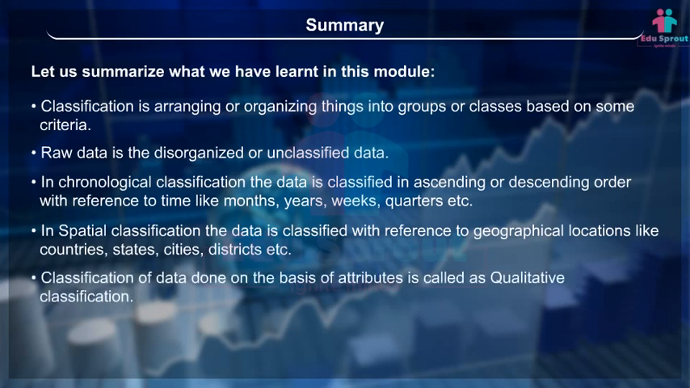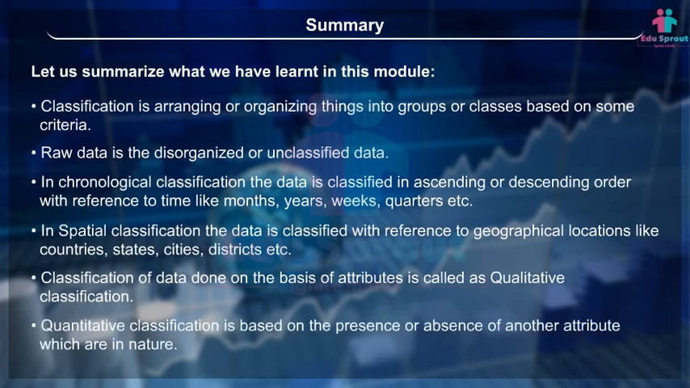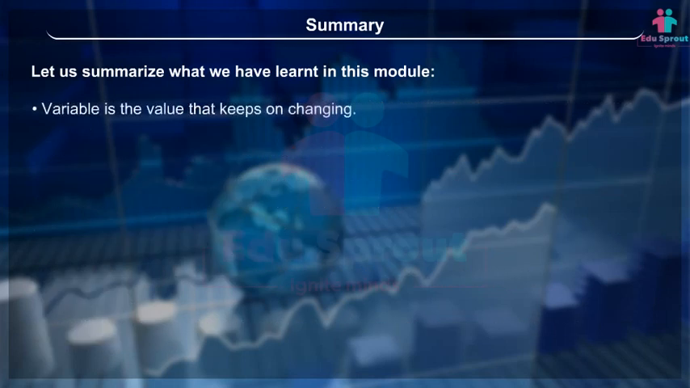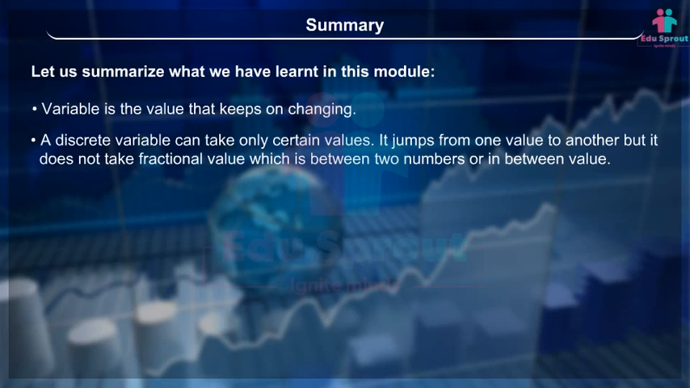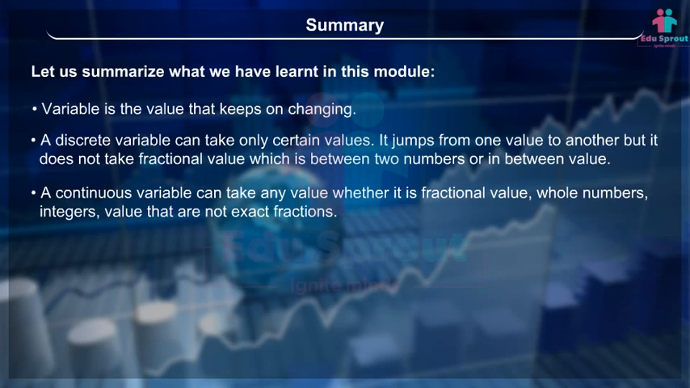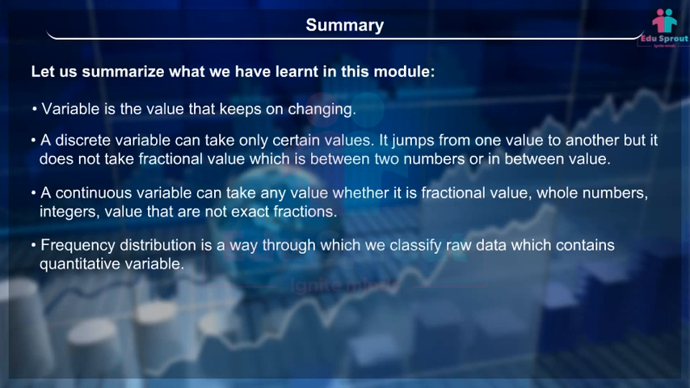Classification of data done on the basis of attributes is called qualitative classification. Quantitative classification is based on the presence or absence of another attribute which are in nature. Variable is the value that keeps on changing. A discrete variable can take only certain values. It jumps from one value to another, but it does not take fractional value, which is between two numbers or in between value. A continuous variable can take any value, whether it is fractional value, whole numbers, integers, values that are not exact fractions. Frequency distribution is a way through which we classify raw data which contains quantitative variable.